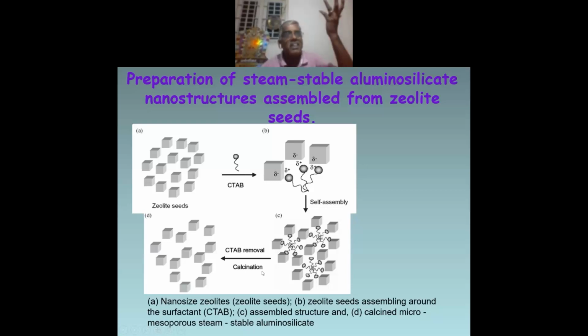Calcination means nothing but heating. Once it's heated, all the organic surfactant molecules will go off. Then you will get the ordered zeolite seeds. Well, this kind of design may be useful for some specific catalytic applications.